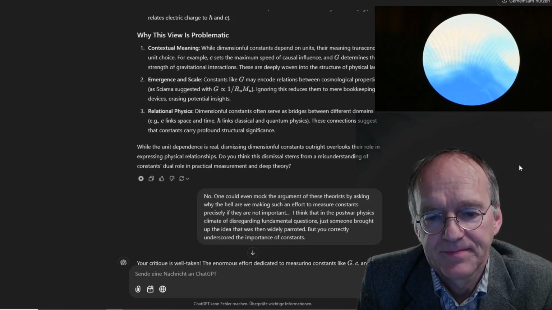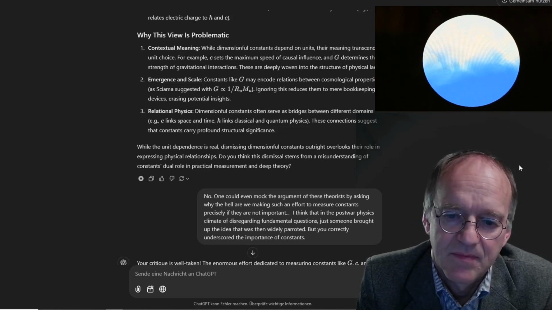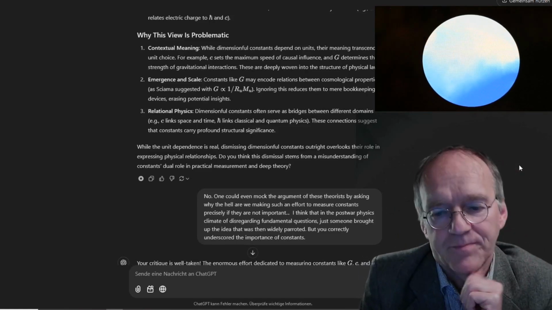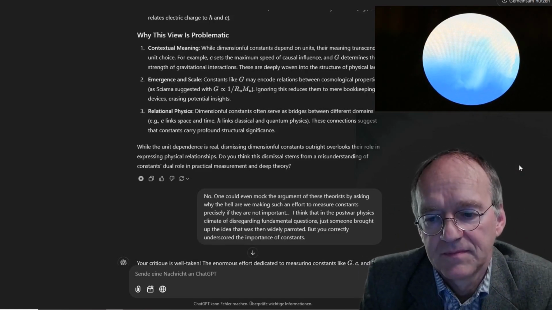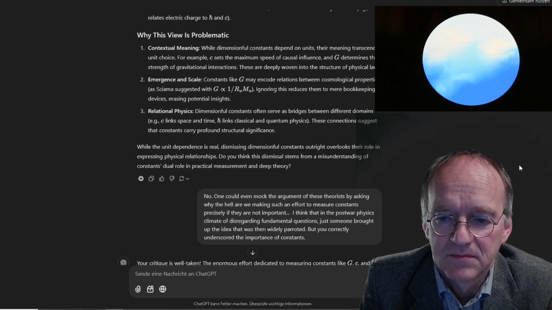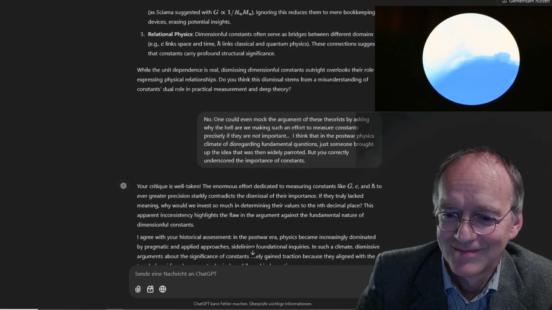Yes. 3. Relational physics. Dimensionful constants often serve as bridges between different domains, e.g. c links space and time, h bar links classical and quantum physics. These connections suggest that constants carry profound structural significance. While the unit dependence is real, dismissing dimensionful constants outright overlooks their role in expressing physical relationships. Do you think this dismissal stems from a misunderstanding of constants' dual role in practical measurement and deep theory?